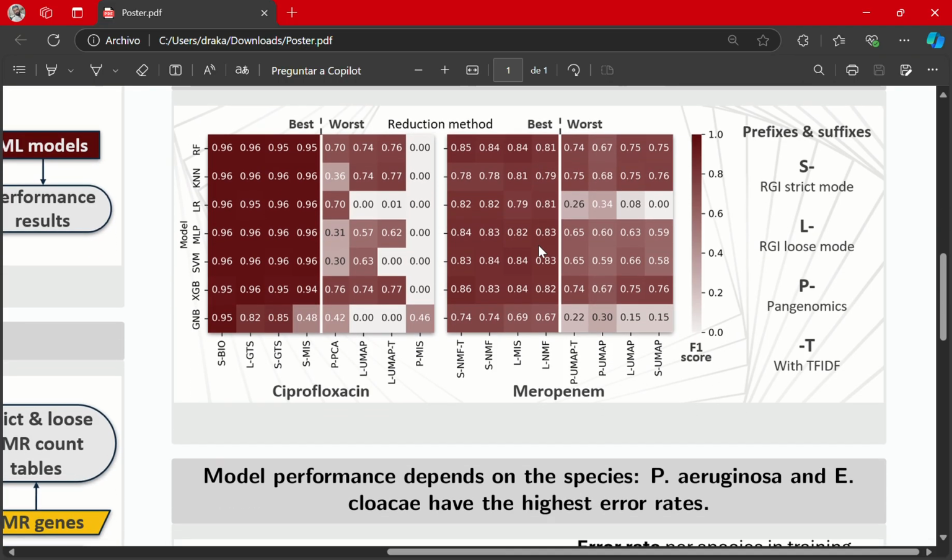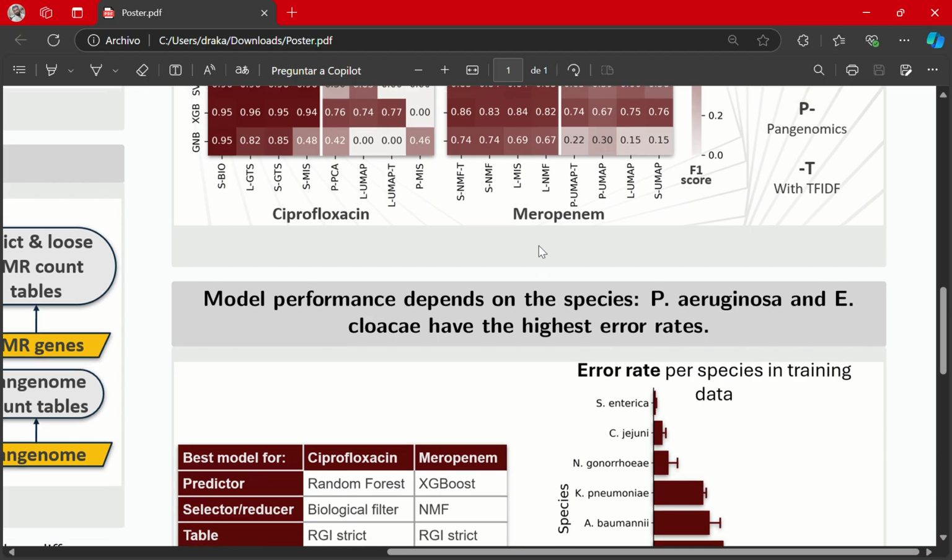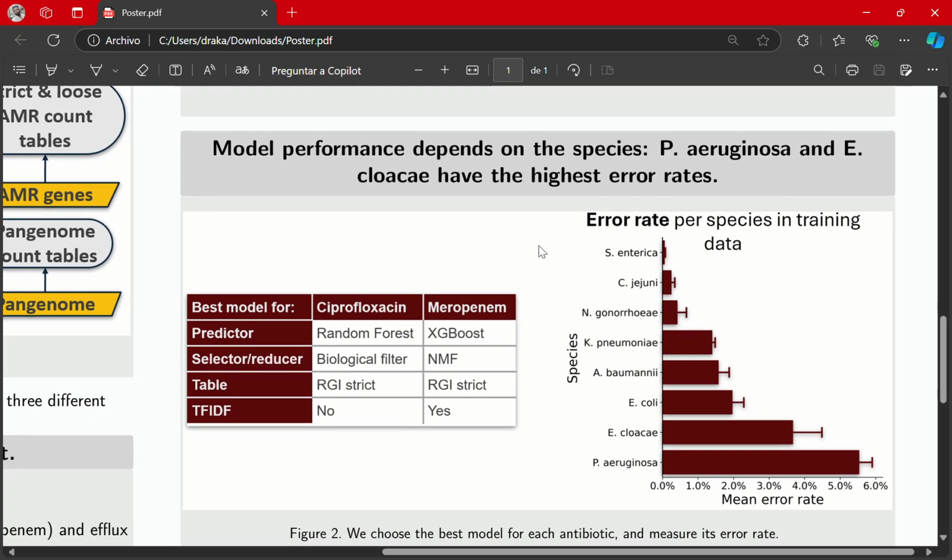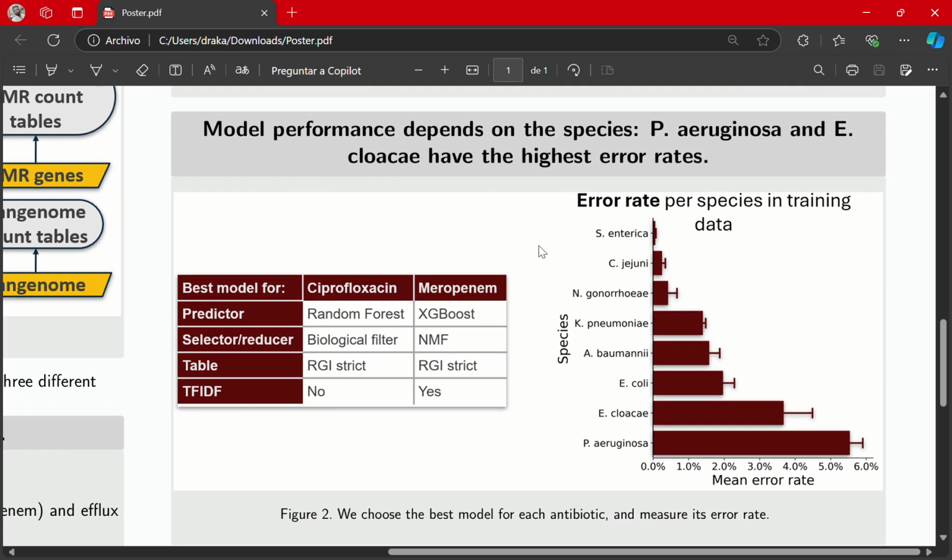Performance varied across bacterial species, with some like Pseudomonas aeruginosa and Enterobacter cloacae showing higher error rates. This indicates that resistance predictions can be more challenging for certain species, likely due to unique genetic factors or data imbalance.